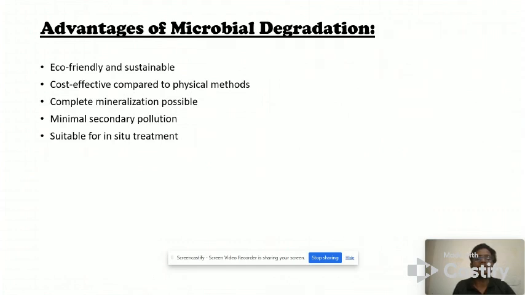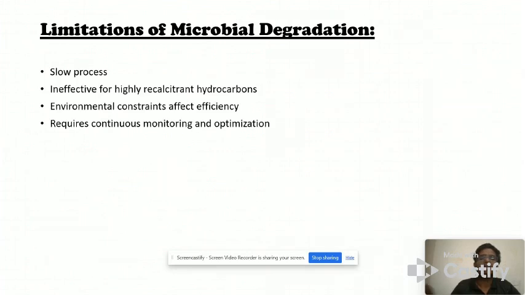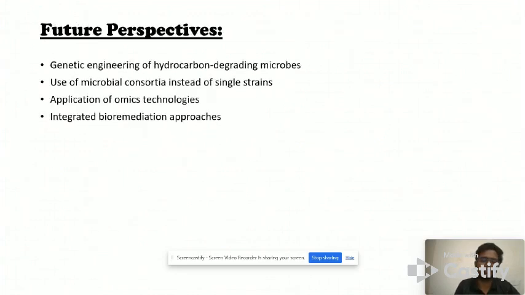So what are the advantages of microbial degradation? They are eco-friendly and sustainable, cost-effective compared to physical methods, complete mineralization is possible, and minimal secondary pollution. Very little secondary pollution is produced, and it is also suitable for in situ treatment. What are the limitations of microbial degradation? It includes a slow process, ineffective for highly recalcitrant hydrocarbons. The environmental constraints affect its efficiency. It requires continuous monitoring and optimization.